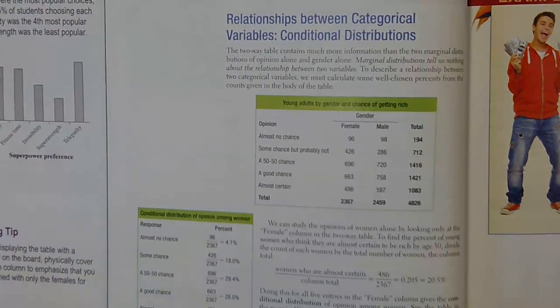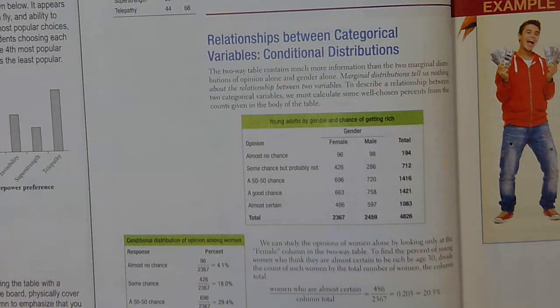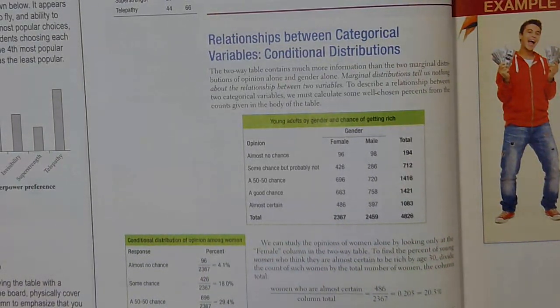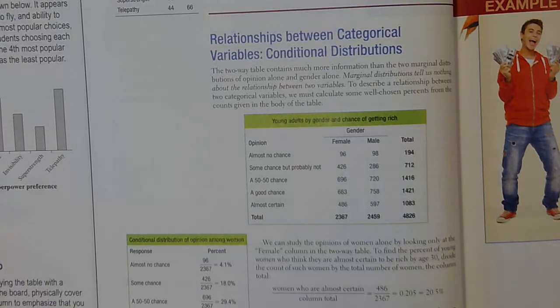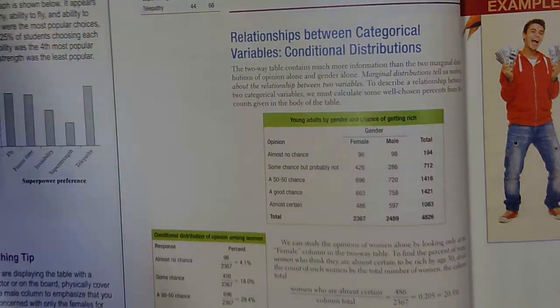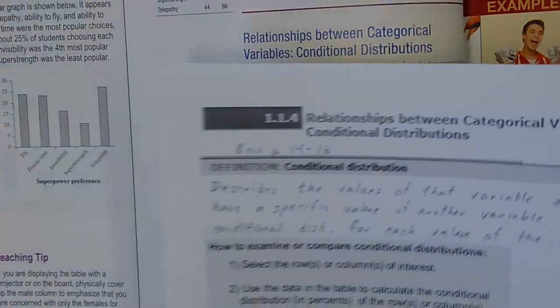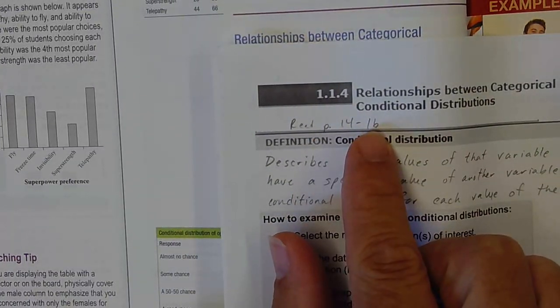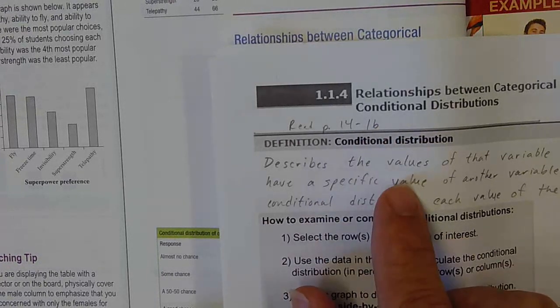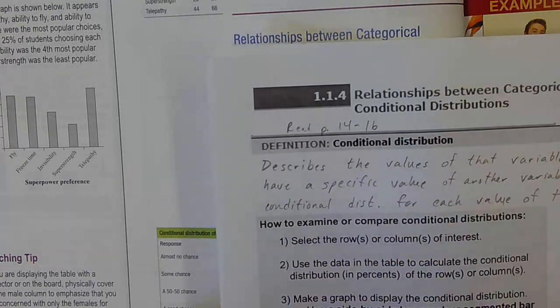Okay, today we're going to be working on conditional distributions and then how to see an association once we break down conditional distributions. So we're going to start on page 14 in your textbooks. I want you guys to start off by reading pages 14 through 16 to yourselves. Once you get to the conditional distribution, don't jump ahead. Read for understanding first, please.